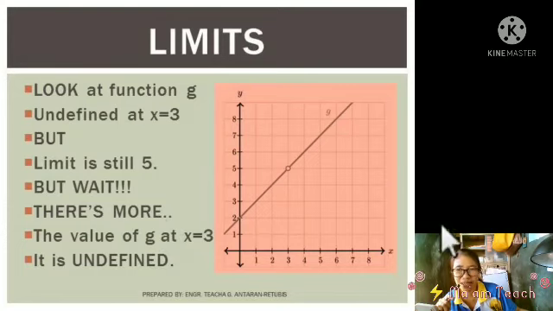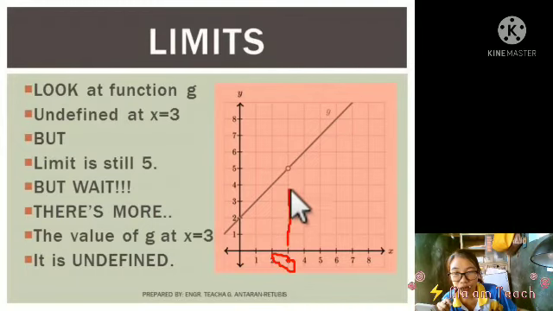Now you are asked, with the same equation, f of x is equal to x plus 2 and g of x is x plus 2, what is the limit of g as it approaches x equals 3? If we trace it, this is x equals 3. As we go there, what happens to your y? As you approach 3 from the top, and as you approach 3 from the bottom, what's the value of your y, or what's your limit? If you can observe, at x equals 3, there is a hole.